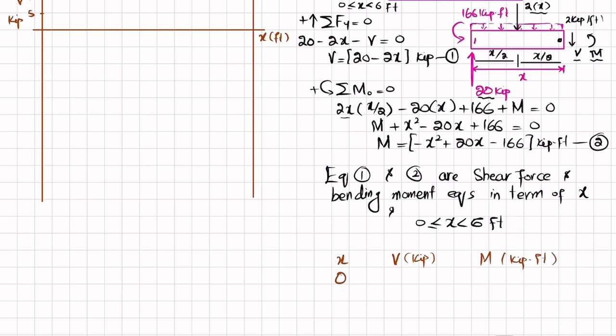For x equal to 0, you can put it in equation number 1. When you put x equal to 0, V will be equal to 20, so I will write V equal to 20 kips. And for x equal to 0, the x terms vanish, and the moment will be minus 166. So I will write minus 166. Similarly, for x equal to 6 feet, the term will be minus 12, so 20 minus 12 will be equal to plus 8. So V will be plus 8. Similarly, you put x equal to 6 feet in the moment equation, and you will get the moment equal to minus 82.